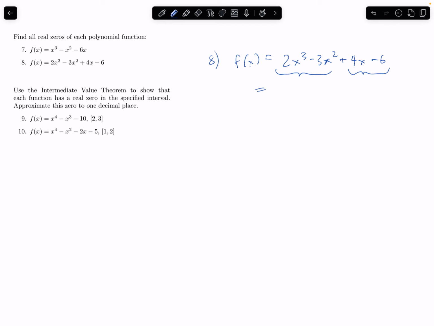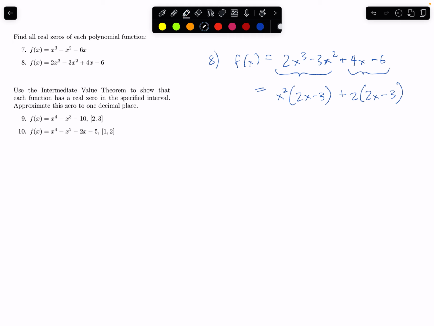So I can rewrite this as, if I'm going to factor something for this group, what do they have in common? They have x squared in common, right? And what does that leave you with? It leaves you with 2x minus 3. Okay, now let's do the same for this group. What can I factor here? They look like they both have a 2 in common. So if I factor out 2, it's going to give me 2x minus 3. And oh, look! Wonder of wonders! These guys match up, right?